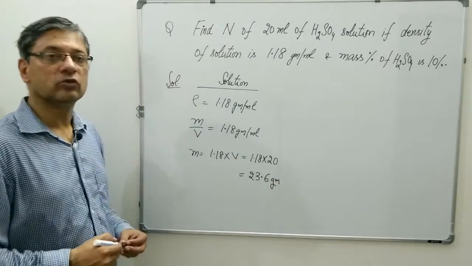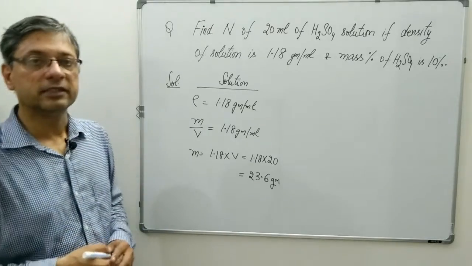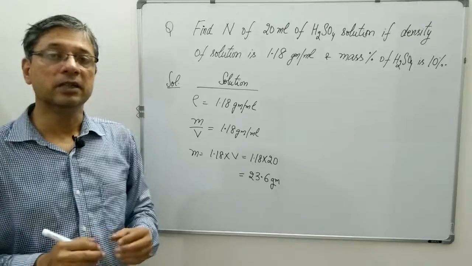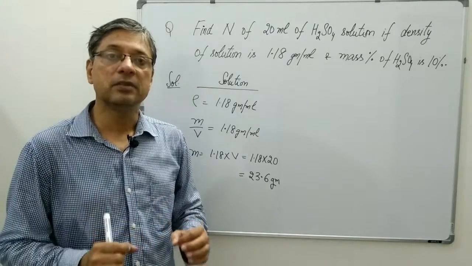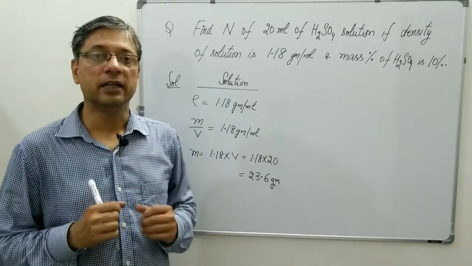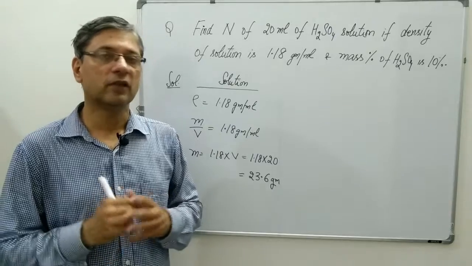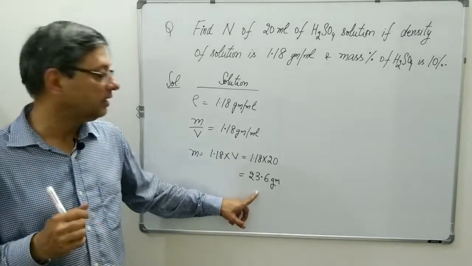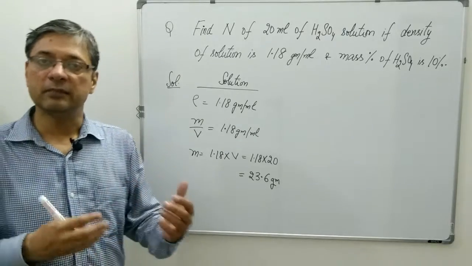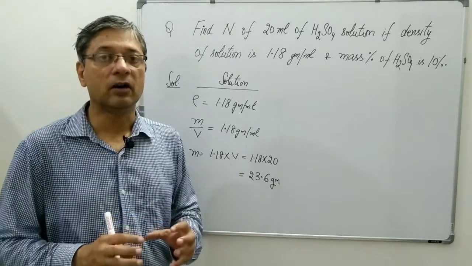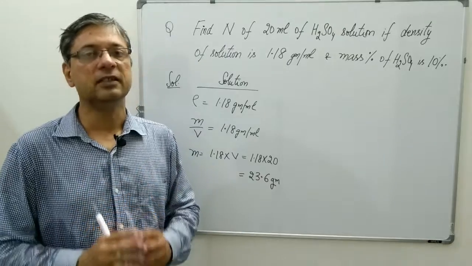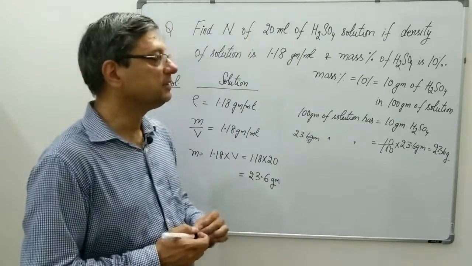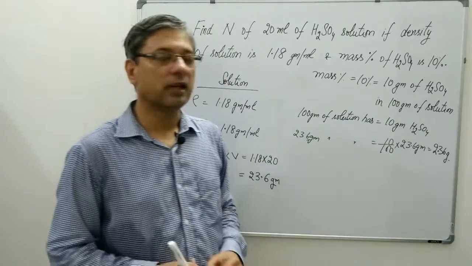So mass of solution comes out to be 23.6 grams. We are also given the mass percentage of sulfuric acid is 10%. It means that 100 grams of solution contains 10 grams of sulfuric acid, and the mass of solution given to us is 23.6 grams. Therefore, by the unitary method, we can calculate the amount of sulfuric acid present in the given solution.